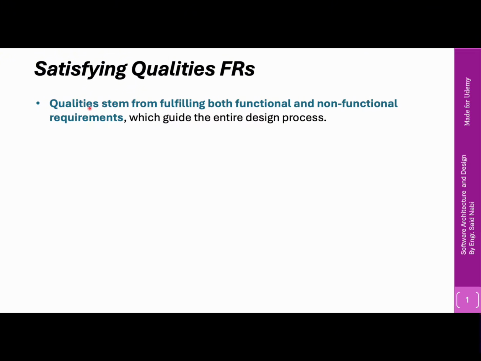Alright, let's talk about the functional requirements (FRs) and satisfying qualities. Qualities of a system stem from fulfilling both functional and non-functional requirements. Now, you would be wondering what is the difference between functional and non-functional requirements. So, it is very obvious. Let me tell you an example.